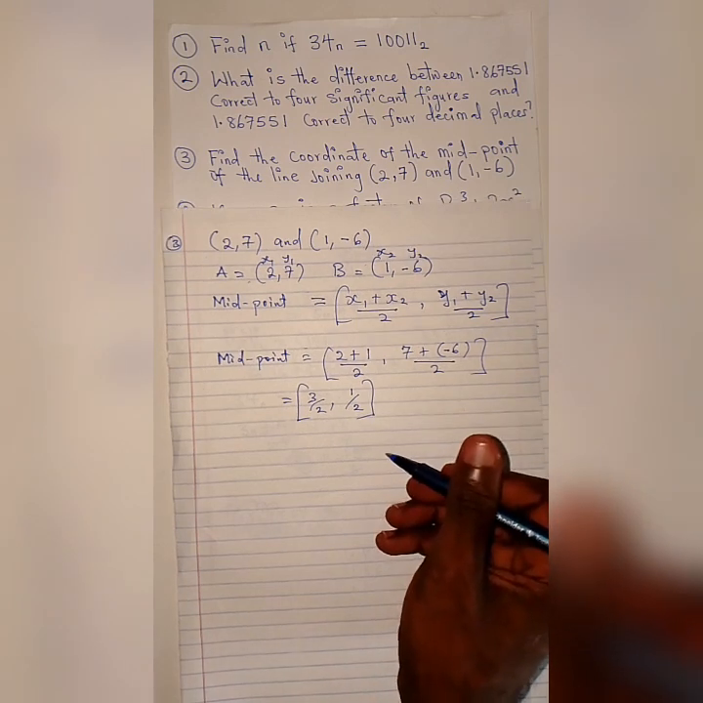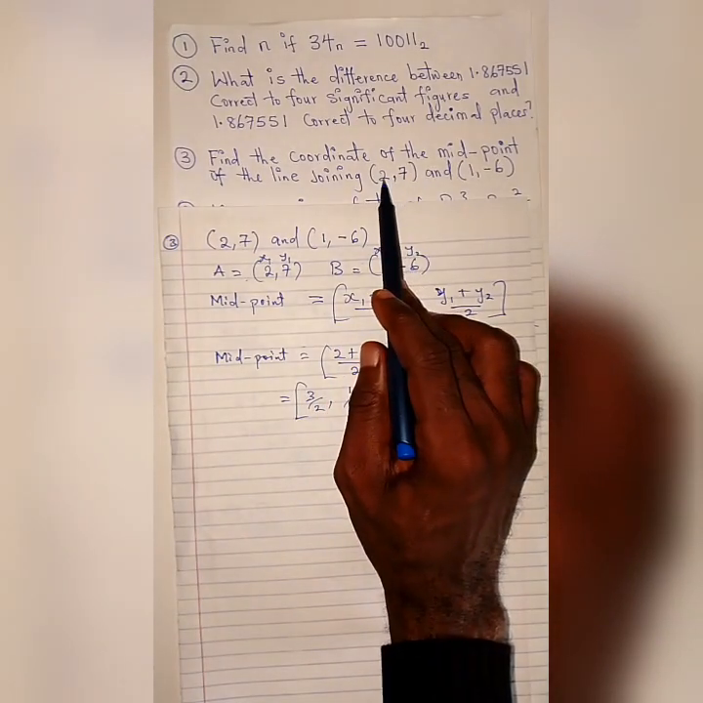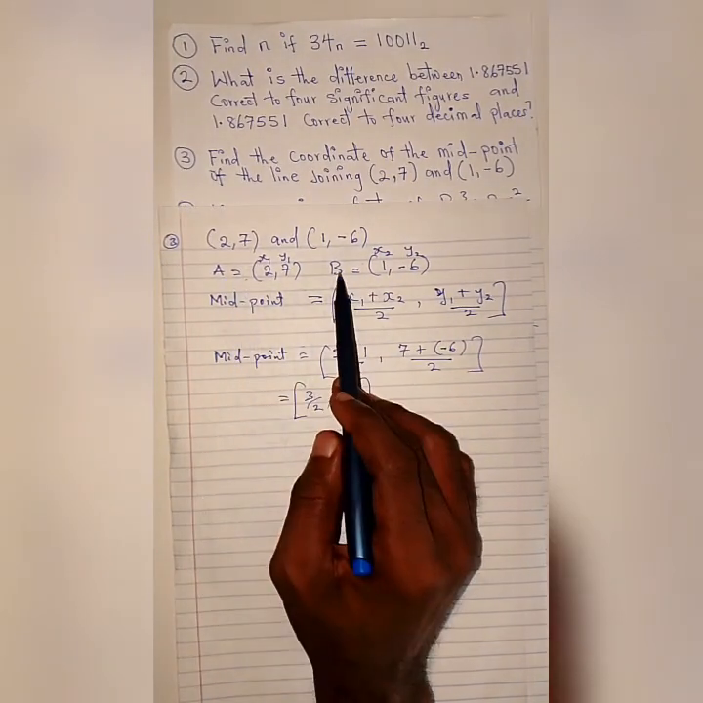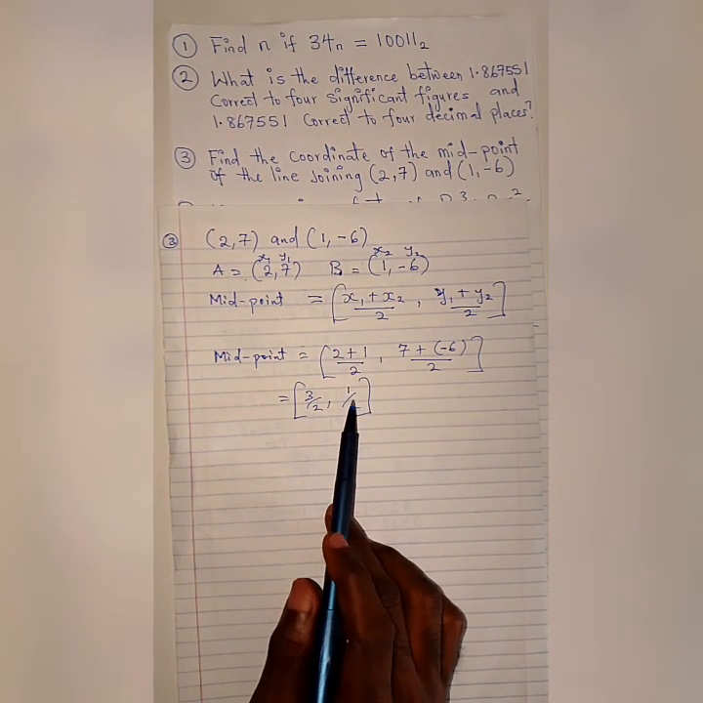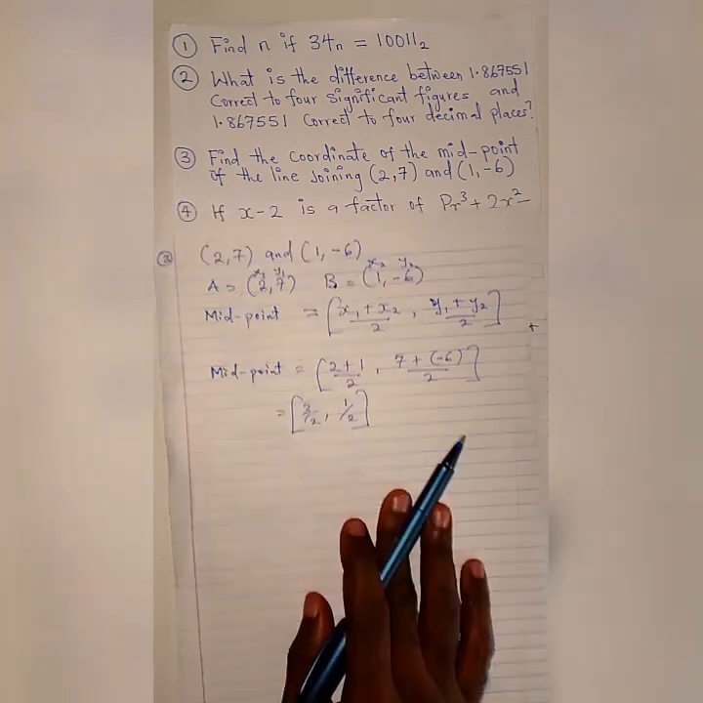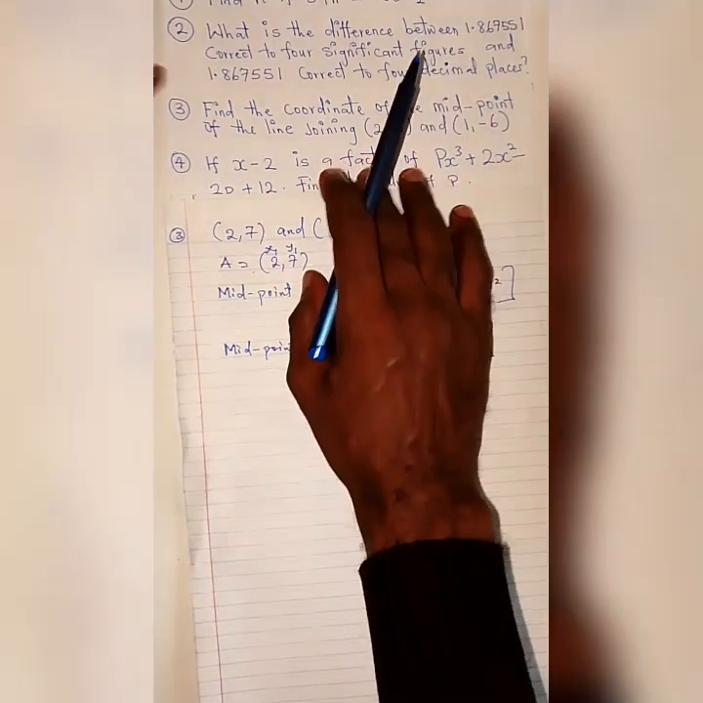So the coordinates of the midpoint joining these 2 points A and B is equal to 3 all over 2 and 1 all over 2. Okay, so that's question number 3. So let's go to question number 4.